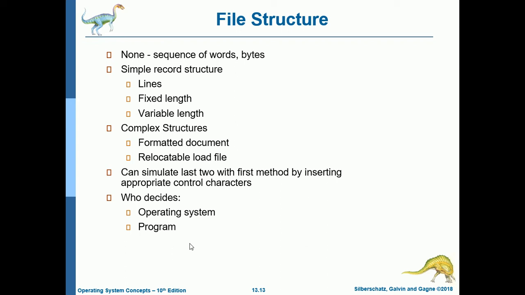Okay, next we have the file structure. A file structure can be none, or a sequence of words or bytes. It can also be a simple record structure, composed of lines, fixed length, and variable length. And it can be a complex structure such as a formatted document or relocatable load file, and we can simulate the last two with the first method by inserting appropriate control characters. So who decides that? We have the operating system and we have a program. So again, let's illustrate with a formatted document.